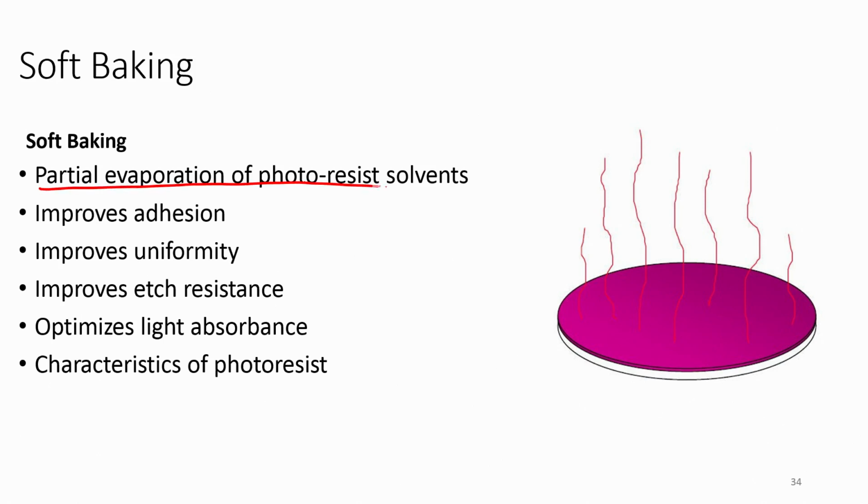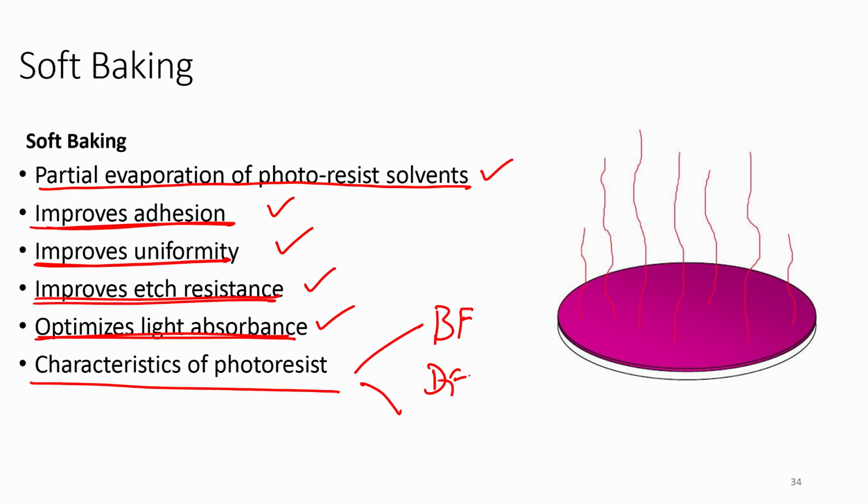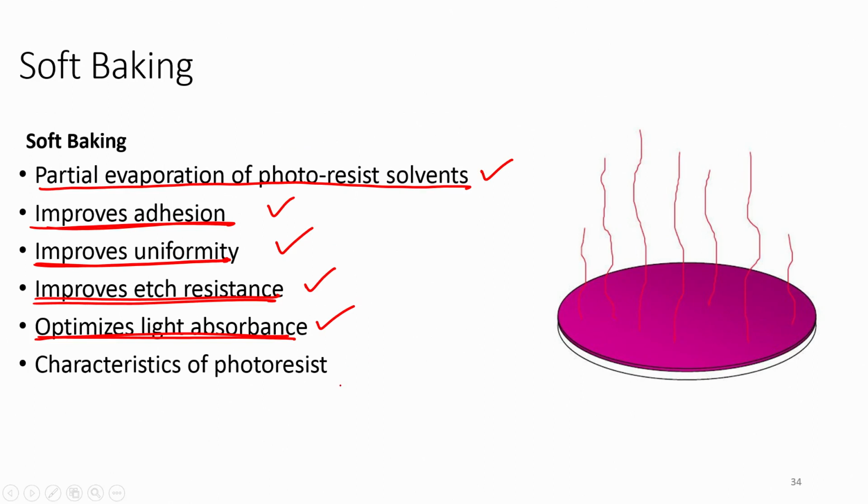First is partial evaporation of photoresist solvents. Second, it improves adhesion. Third, it improves uniformity. Fourth, it improves etch resistance. Then it optimizes light absorbance. Finally, these are the characteristics of a photoresist. The characteristics of photoresist can be defined depending on whether it is bright field photoresist or dark field photoresist, and also what kind of mask you use. So, now we know the advantage of performing soft baking.